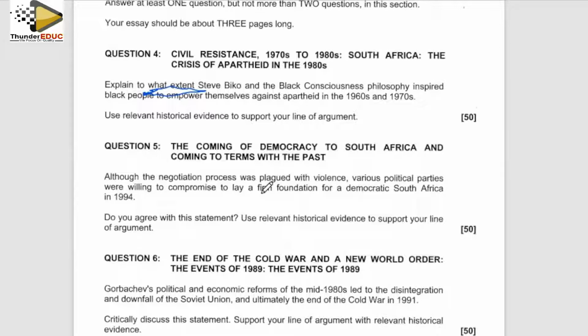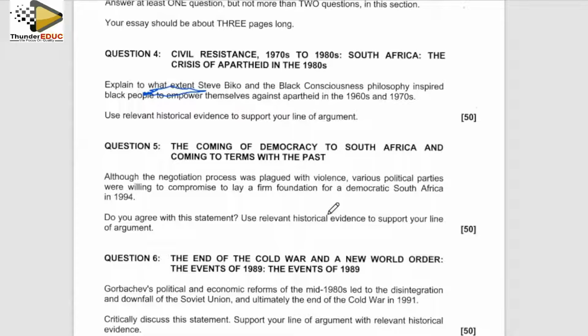I think everyone knows. We are looking at the negotiation process that happened between the major players in the politics of South Africa, the ANC and the National Party. So we want to look at the events which unfolded for South Africa to get to the negotiation process and the disturbing violence until we get to independence in 1994. Although the negotiation process was plagued with violence, various political parties were willing to compromise to lay a firm foundation for a democratic South Africa in 1994. Do you agree with the statement? Use relevant historical evidence to support your line of argument.